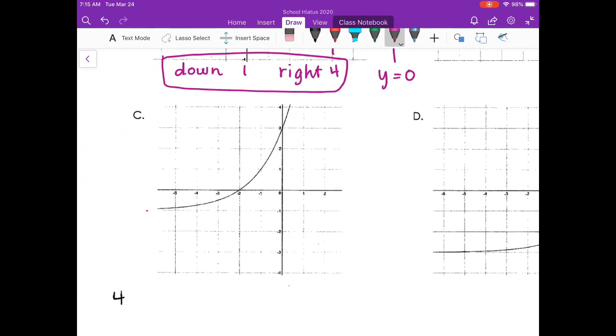For graph C, the asymptote is located at y equals -1, so there is a vertical shift down 1 unit. Next, we'll locate the y-intercept 1 unit above the asymptote. For this graph, it's at (-2, 0). This tells us that the graph has been shifted 2 units to the left.